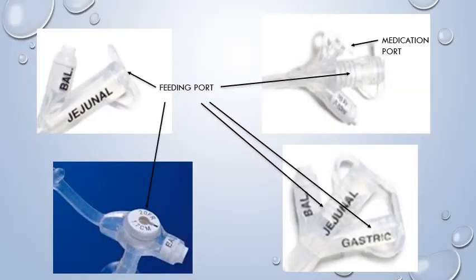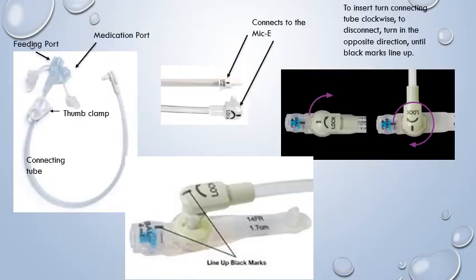At the top of each tube, there are 1 or 2 ports. The small port, the medication port, requires a small oral syringe. The larger port, the feeding port, requires a 60 cc syringe. A Mickey requires a connecting tube to access. To access a Mickey button, you must use a connecting tube.